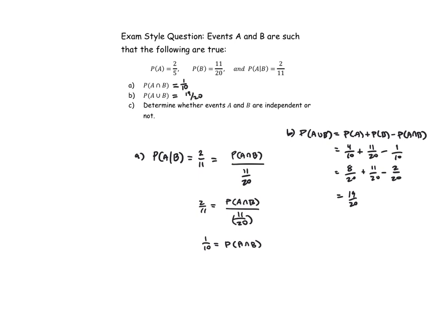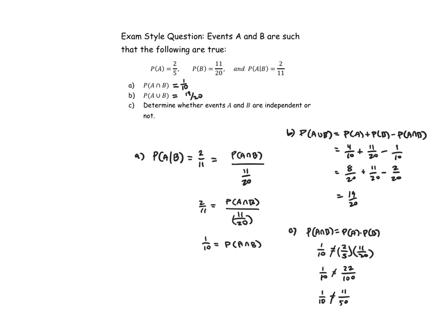19/20. Determine whether events A and B are independent or not. Okay, so we know independent events: probability of A and B is equal to the probability of A times the probability of B. So probability of A and B we know is 1/10. Probability of A was 2/5. Probability of B, 11/20. If we simplify, let's see if that's true. It looks like I would get 22 over 100, which reduces down to 11 over 50, which is not true.